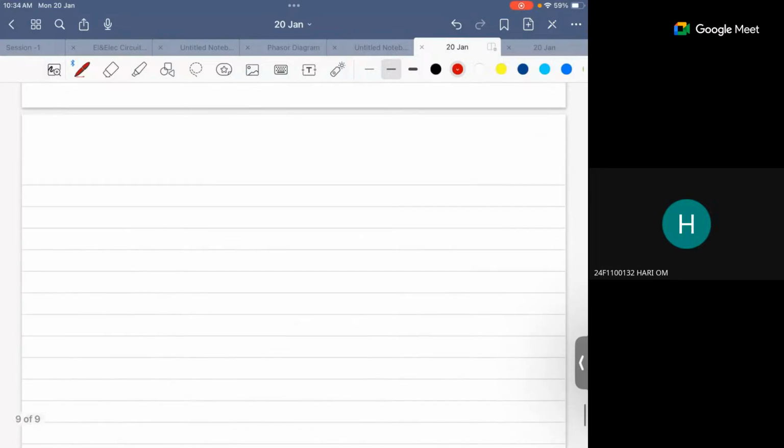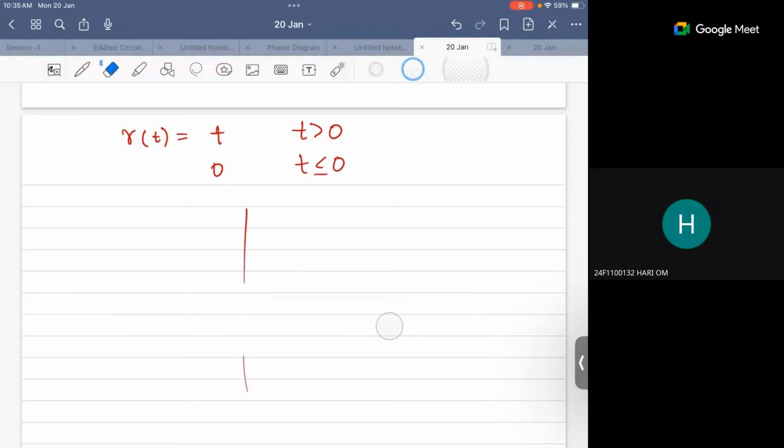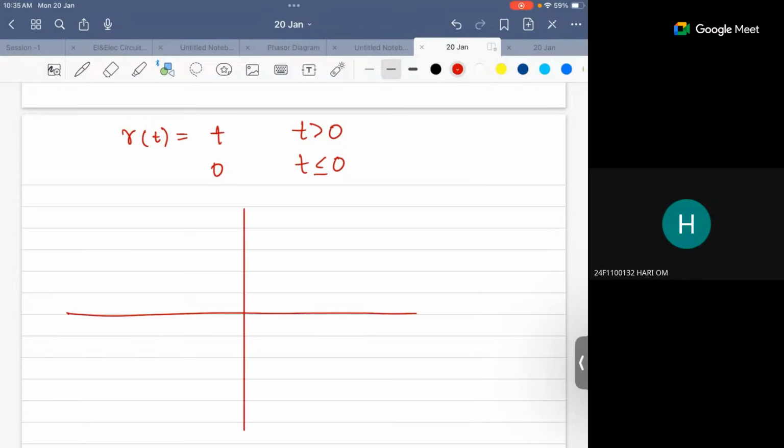Okay. So how do you represent this ramp function? You already know that we have the unit ramp function. You represent it in this way: t for t greater than 0, and 0 for t less than or equal to 0. So this is how you will represent the ramp function. Slope is equal to 1.